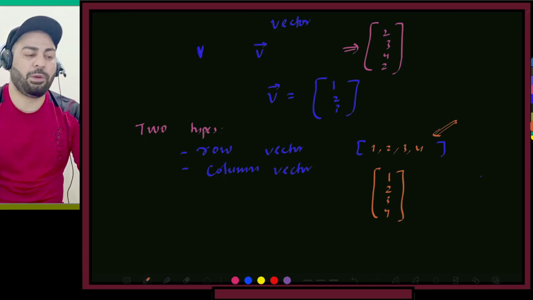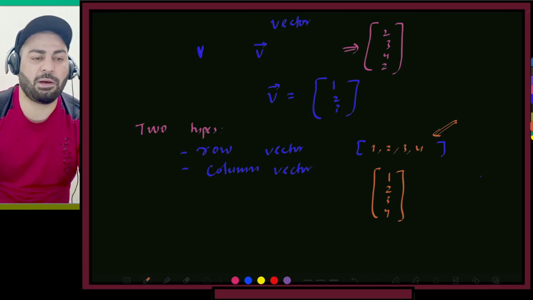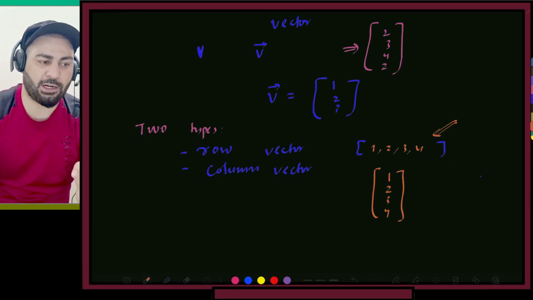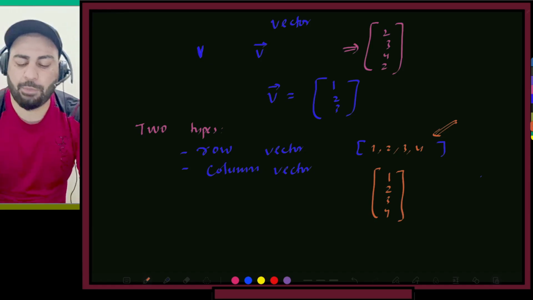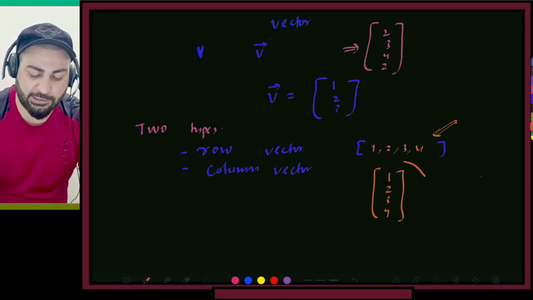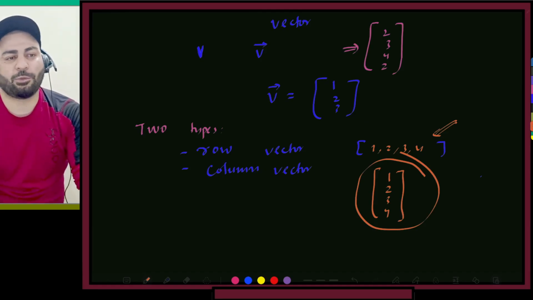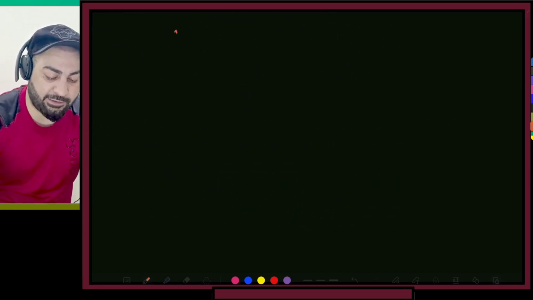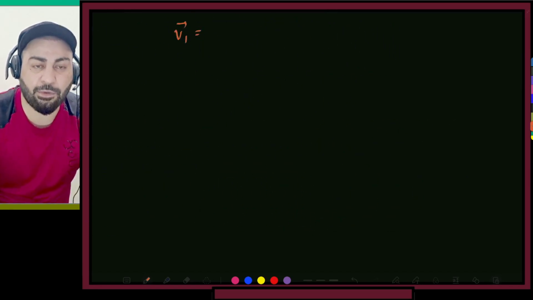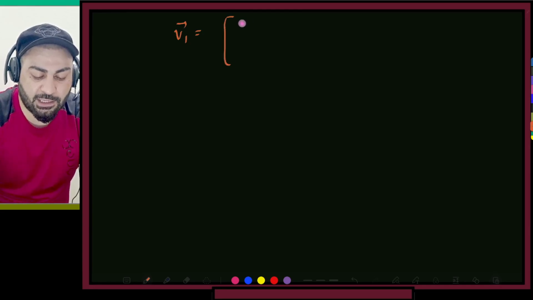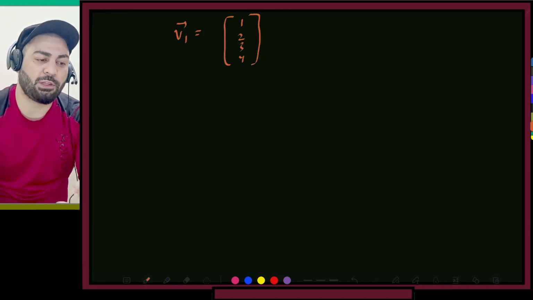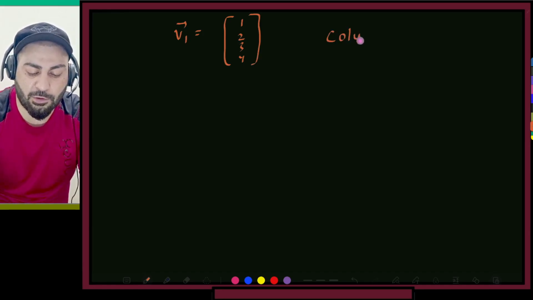When we have an arrangement of the elements horizontally, we call it a row vector, and when we have an arrangement in a vertical direction, we call it a column vector. By default, whenever I say vector, this picture should pop into your mind. By default, I'll talk about a column vector. So if I say I have a vector v1 which has numbers 1 2 3 4, the picture that should be formed in your mind is this: v1 is equal to 1 2 3 and 4. By default we'll talk about column vectors.